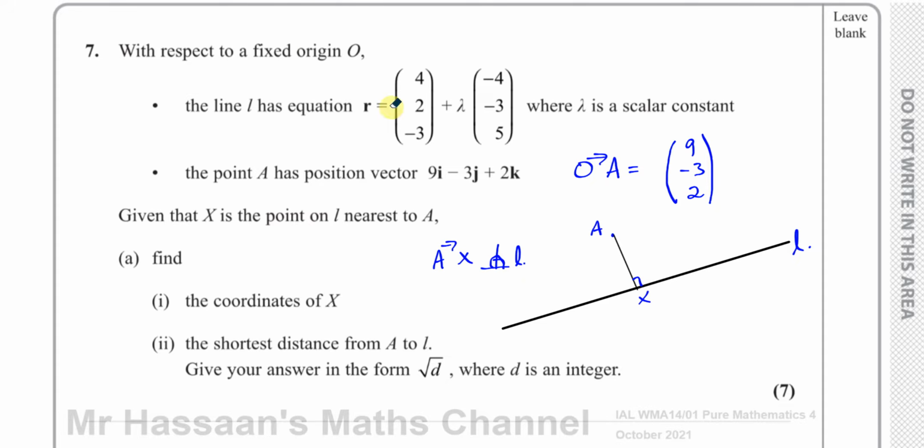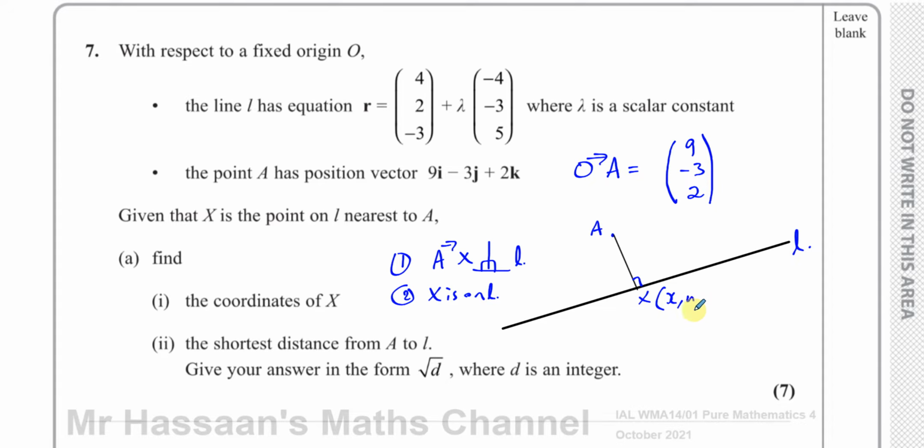That's something that we know. If X is on the line such that it's the closest possible place to A, then AX must be perpendicular to the line L. So that's one thing that we're going to use in order to find the coordinates of X. And the other thing we're going to use is that X is on the line L. If X is on the line L, it will satisfy the equation of the line L. So those two bits of information will help us to find what the coordinates of X are.